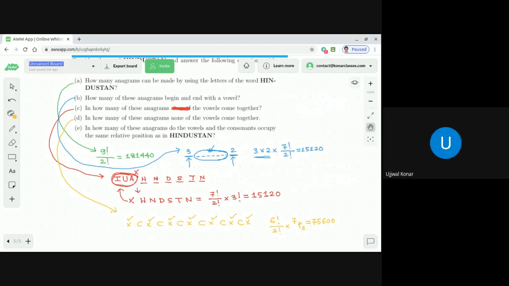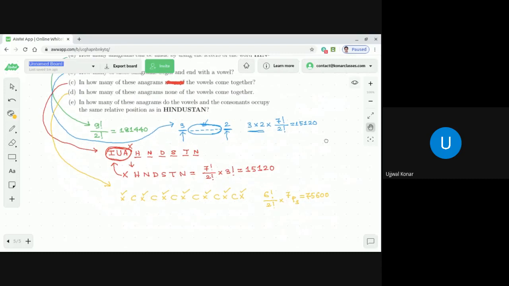Now let's come to the last part of the question. In how many of these arrangements do the vowels and the consonants occupy the same relative position as in Hindustan? First, you need to understand the question. You need to consume that particular question. Spend some time.